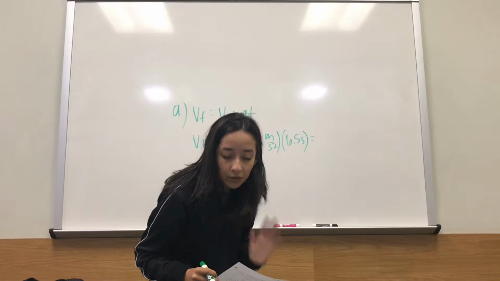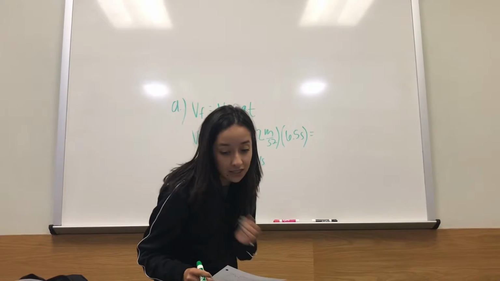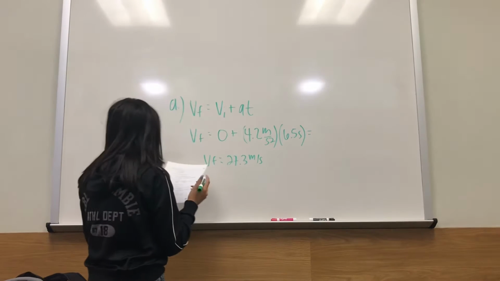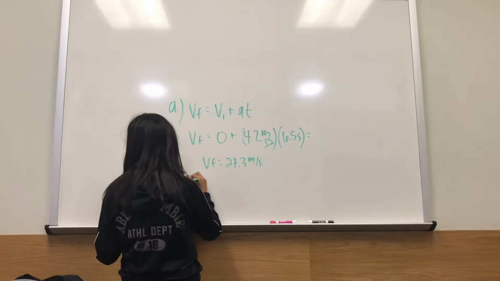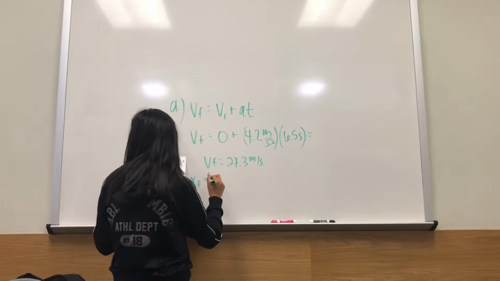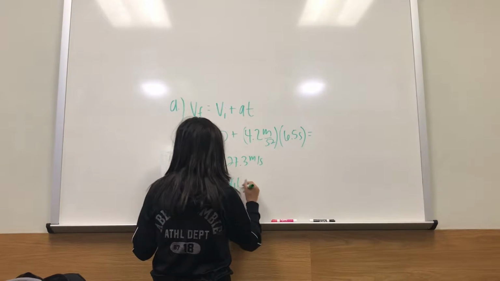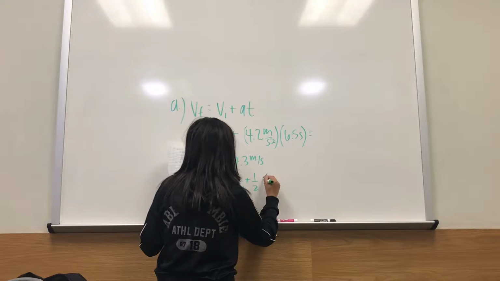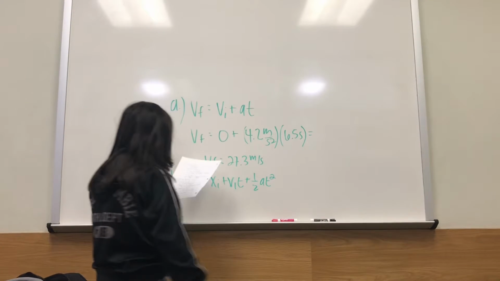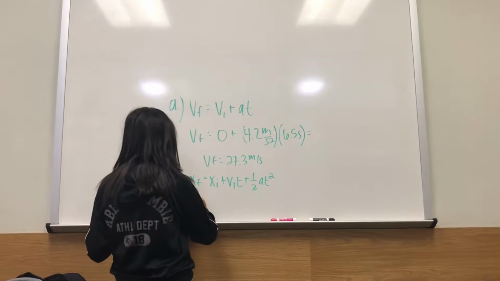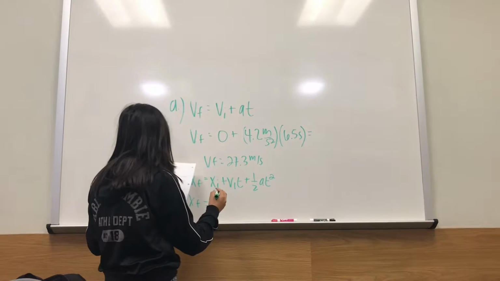Part B is asking us, a human would win a very short race with the gazelle. The best time for a 30-meter sprint for a human runner is 3.6 seconds. How much time would the gazelle take for a 30-meter race? So to find that, we can just use this equation. X final equals x initial plus velocity initial times time plus 1/2 times our acceleration times our time squared. So we need to find our final x, so we just plug in our values.